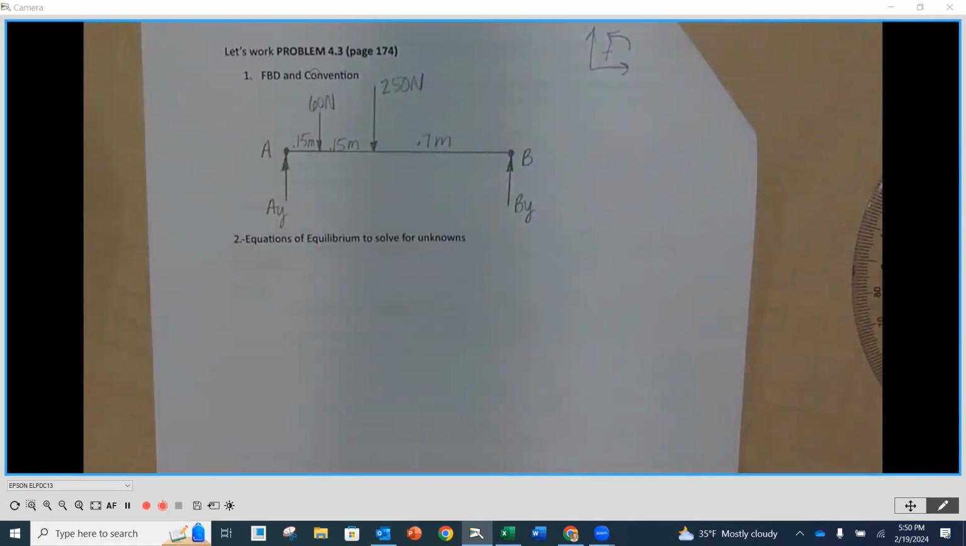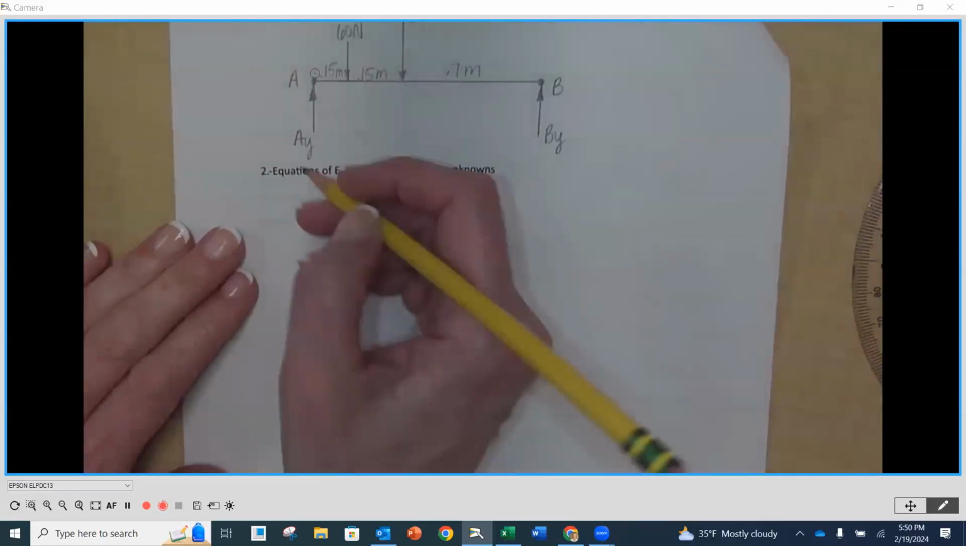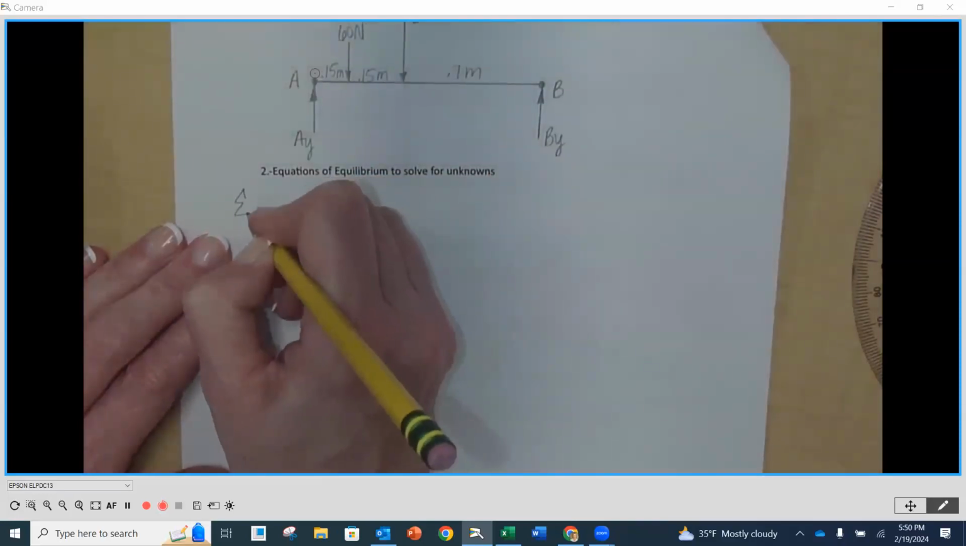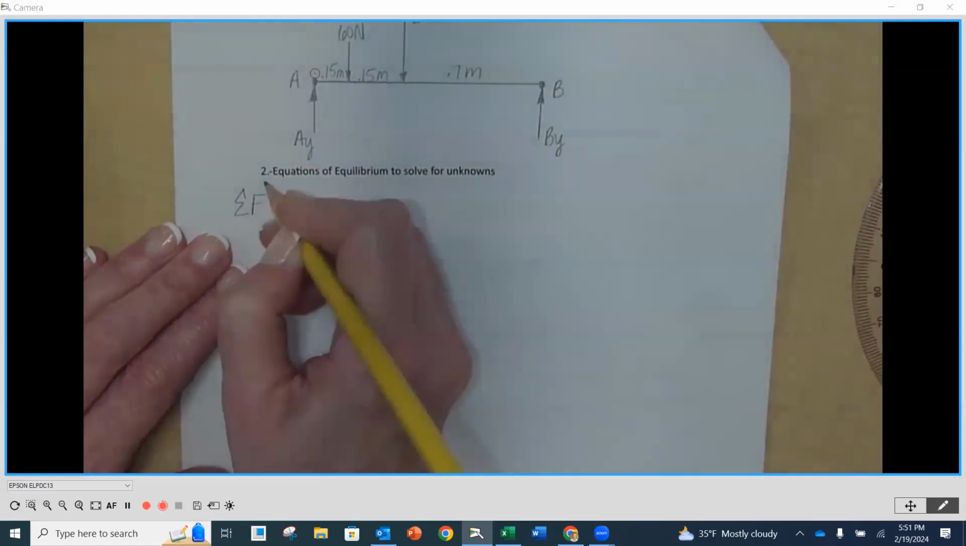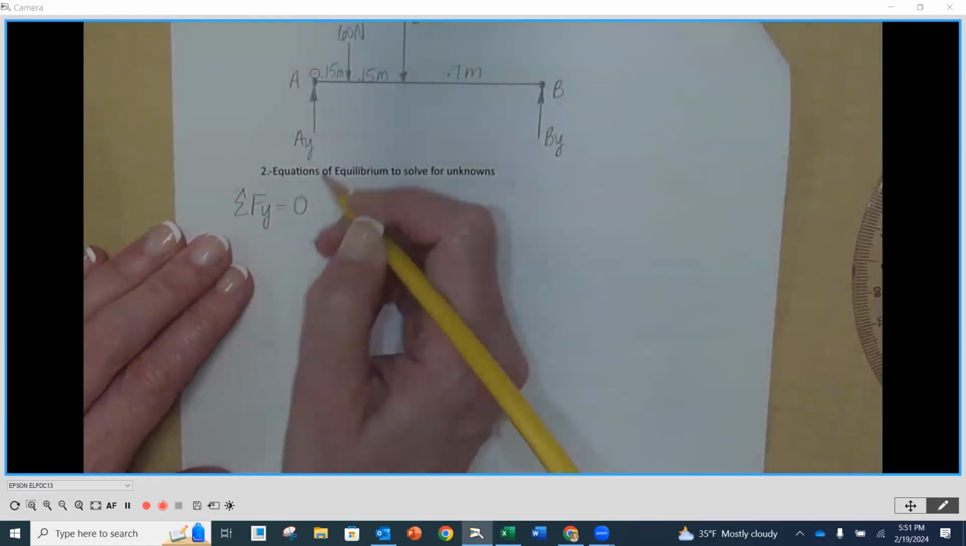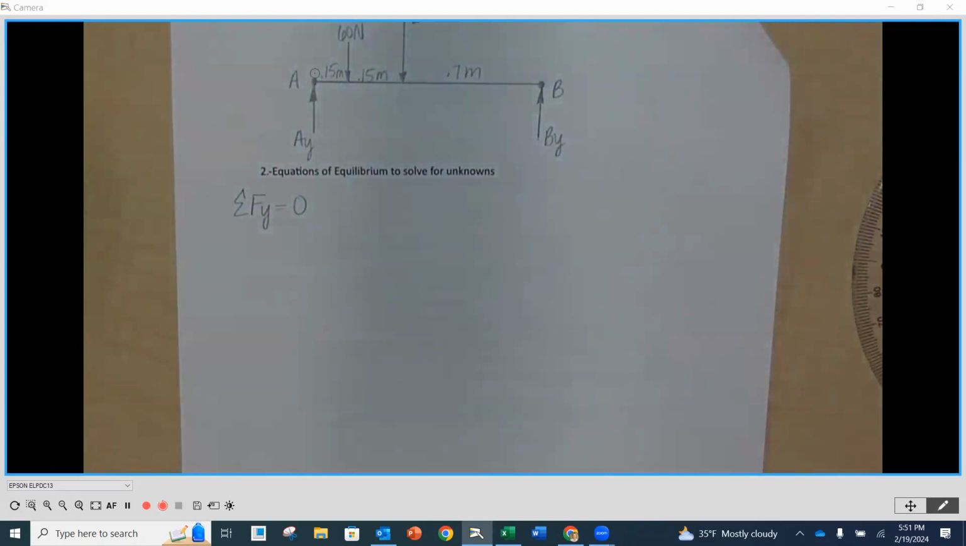All right, so where do we want to start? Which one of those two equations do we want to start with? Sum of what? Sum of the forces in the Y. Yes, thank you. So we're going to sum the forces in the Y. So sum, make sure that you draw it as the summation symbol, capital F sub Y, equal to 0. It's like you're telling me what you're going to do. This is the equation in variable form.